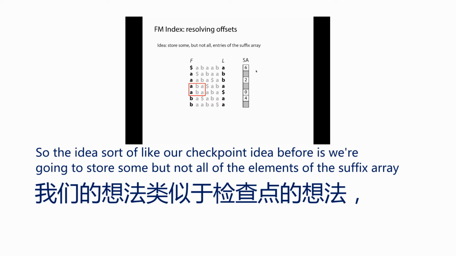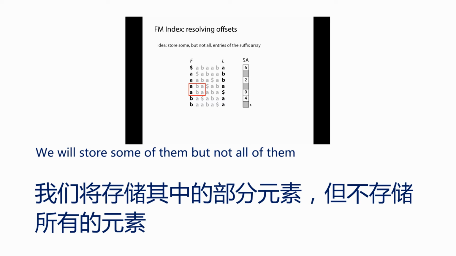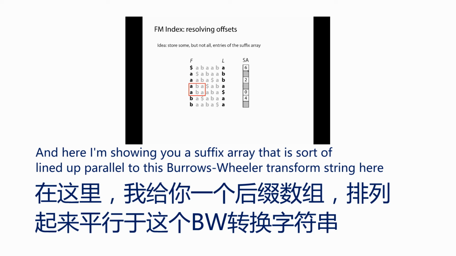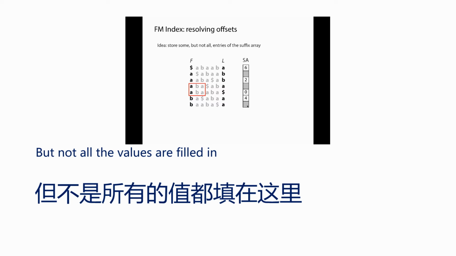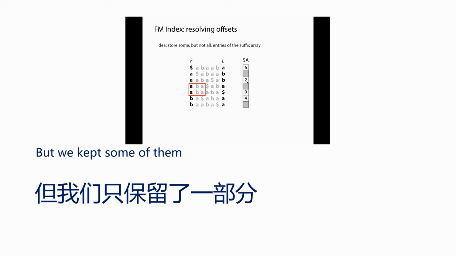So the idea, sort of like our checkpoint idea before, is we're going to store some, but not all, of the elements of the suffix array. We will store some of them, but not all of them. And here I'm showing you a suffix array that is lined up parallel to this Burrows-Wheeler transformed string here. But not all the values are filled in. Some of them are grayed out, indicating that those are suffix array elements that we did not keep in our index. But we kept some of them. So these we kept.